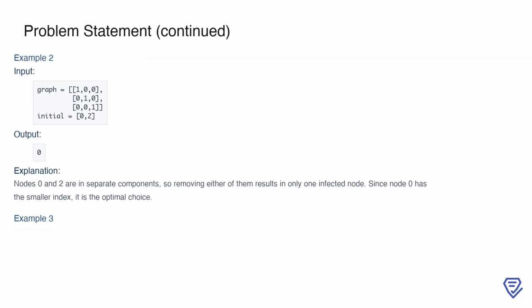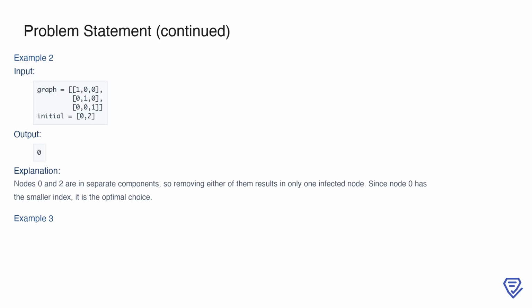In the second example, the graph consists of 3 nodes where each node is in its own separate component. The initially infected nodes are 0 and 2. Since no nodes are connected, the spread of malware is limited to the initially infected nodes themselves. Removing either node 0 or node 2 will leave only one infected node. However, since we are required to return the smallest node index in case of ties, node 0 is the optimal choice to remove.